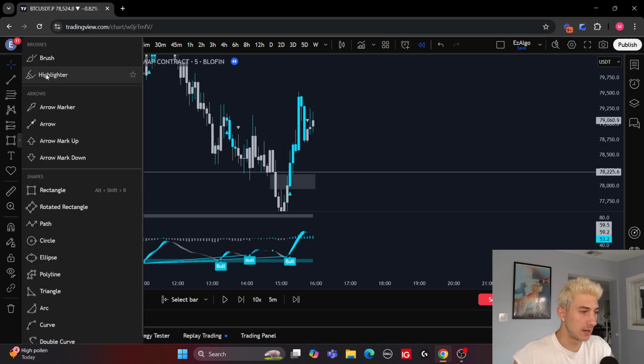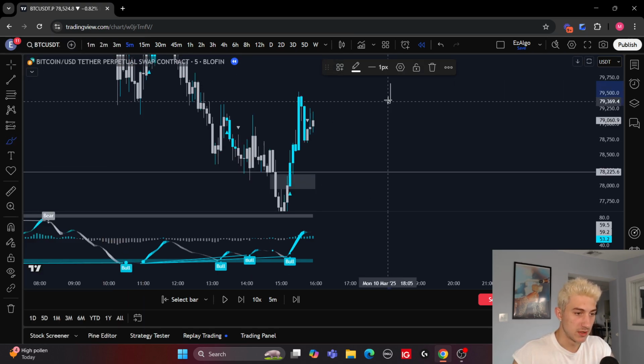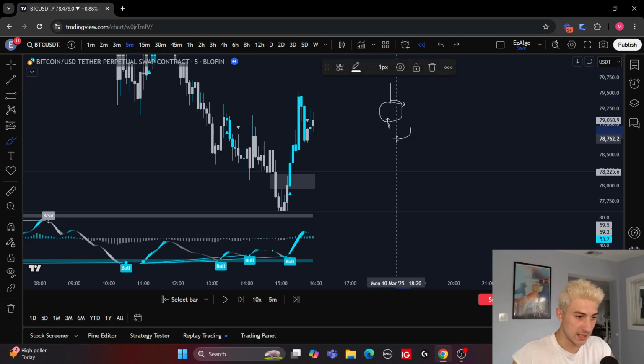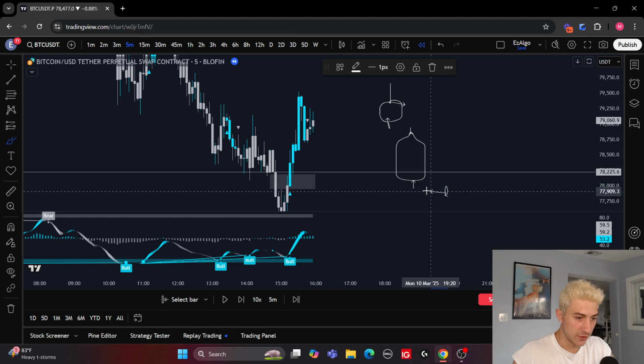A fair value gap is made up of 3 candles. Okay, so let's say you have one candle right here, you have a second candle right here, okay, big second candle, and then you have, right, a third candle right here.